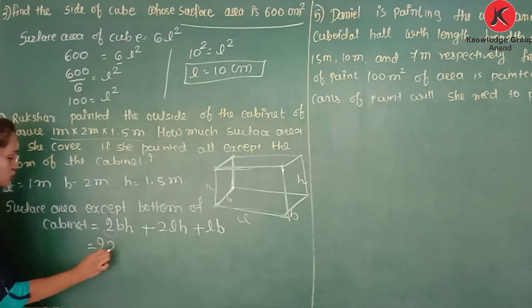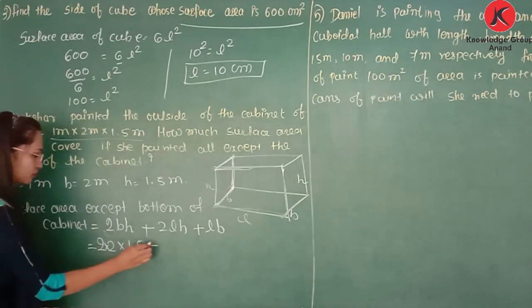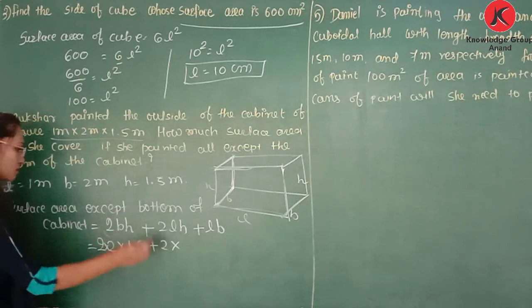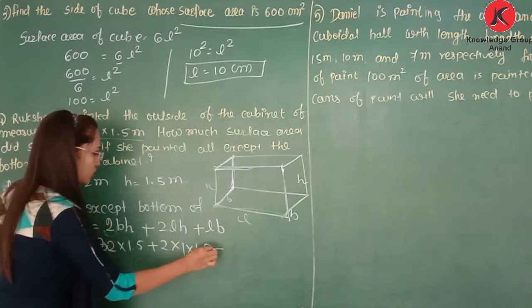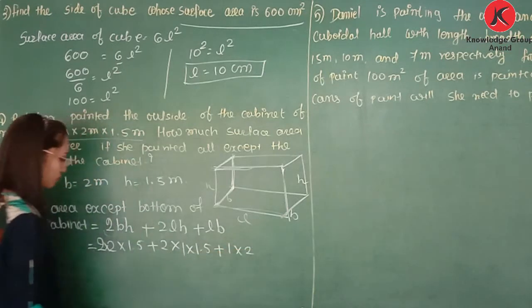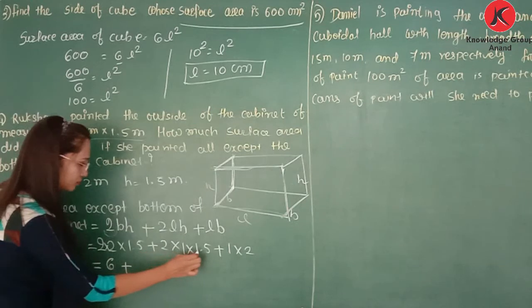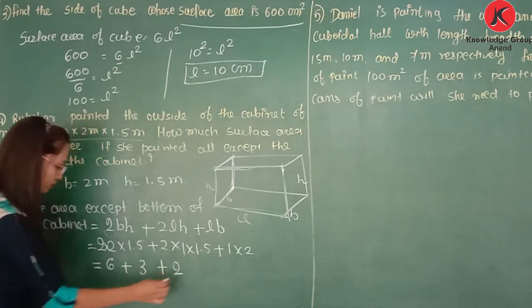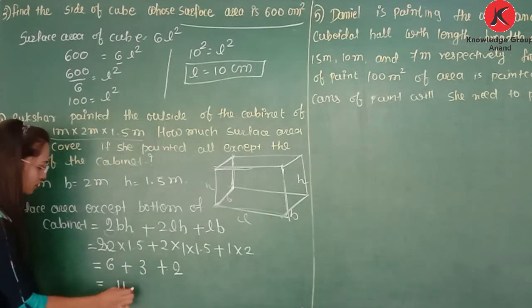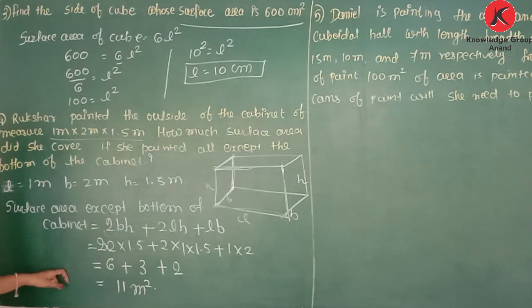Now B, that is 2, H is 1.5, L is 1 and H is 1.5, L is 1 and B is 2. Now 6 plus 3 plus 2, so that is 11 meter square. So this is the area that need to be painted except bottom of the cabinet.